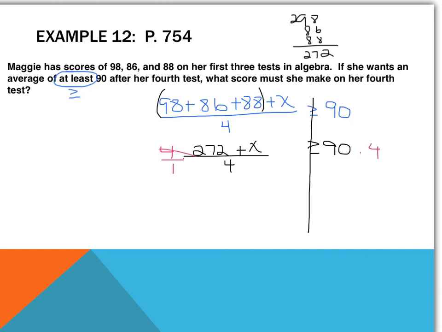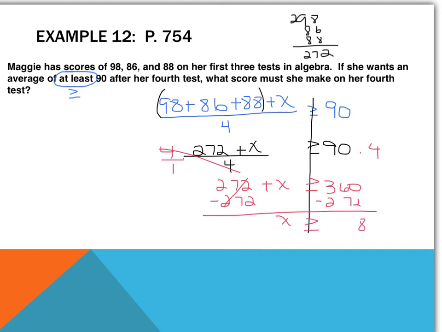on both sides. So the 4's cancel, and I'm left with 272 plus x is greater than or equal to 360. And then to get x by itself, I need to cancel the 272. So I'll subtract it. So x is greater than or equal to 88. Okay, so she must make 88 or higher on her test to have a score of at least 90 average.